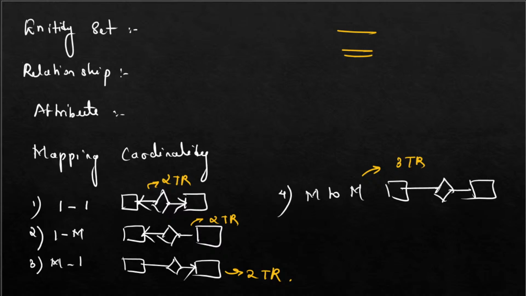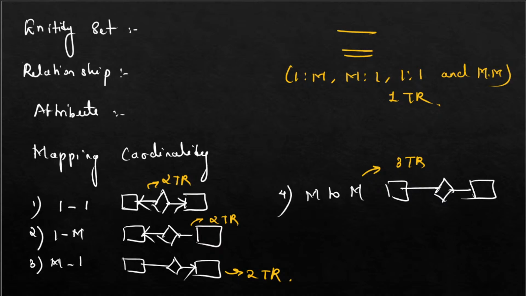Total participation is like this. So if total participation at both sides is there, and the relation is 1:m, m:1, or 1:1, then only one table is required. But at both sides, total participation should be there. Okay? So what about total participation at only one side?